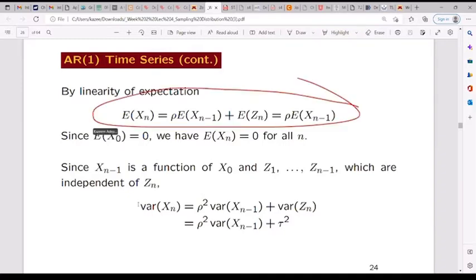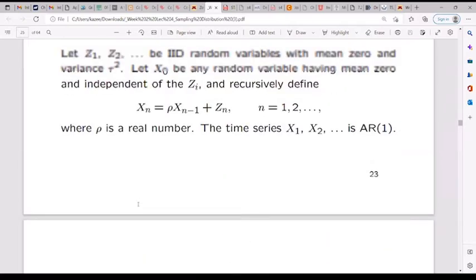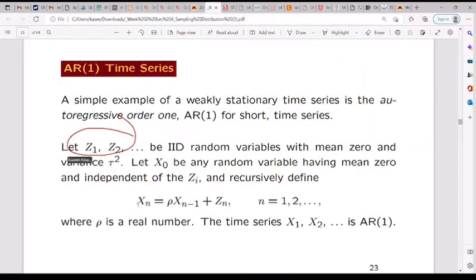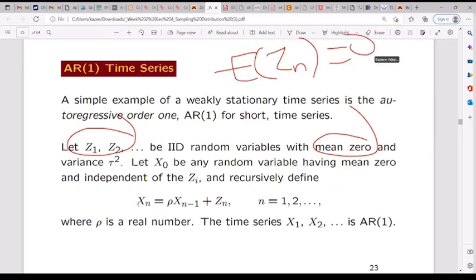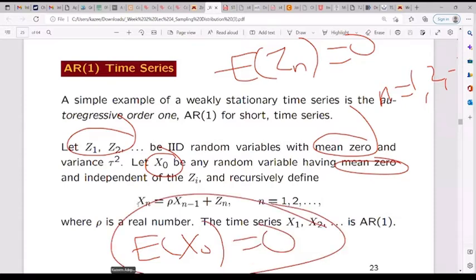We want to find an expectation. You can see I introduce expectation to all the variables: the Xn, the Xn minus 1, and the Zn. Don't forget, we have an assumption: Z1 up to Zn have zero mean, which means the expected value of Zn equals 0, for any index 1, 2, and so on. What about X0? It also has zero mean, meaning the expected value of X0 equals 0. Expectation is the same thing as the mean.